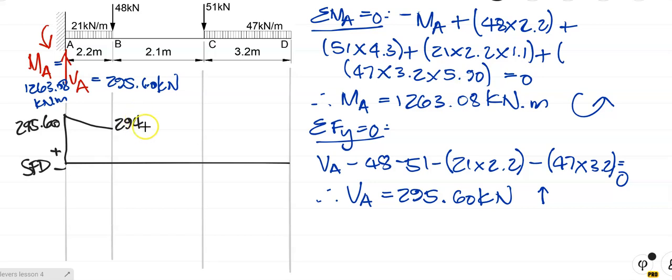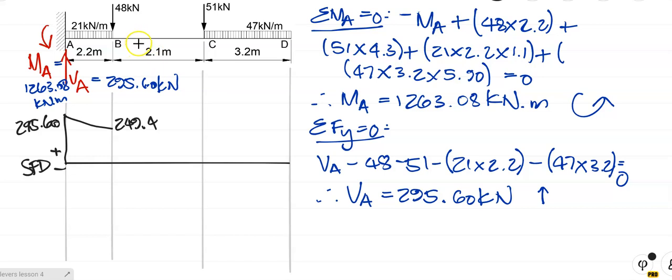Did I get it right? I did not get it right. Got the wrong way around, didn't I? It's 249.40. I'm going to leave it at that.